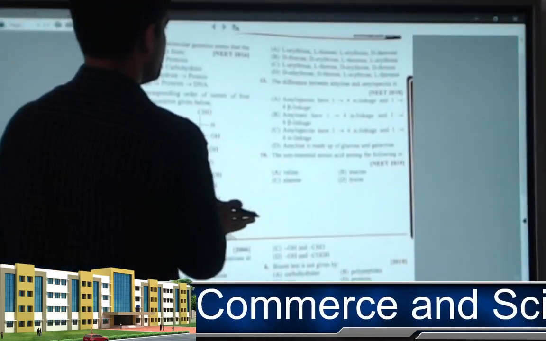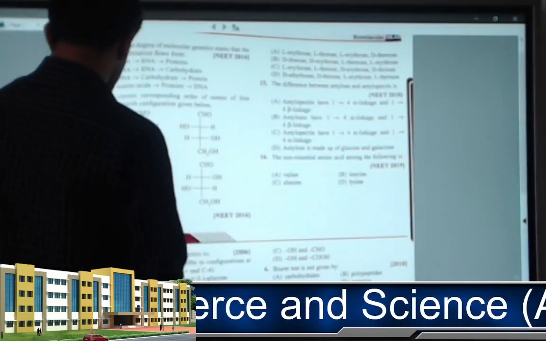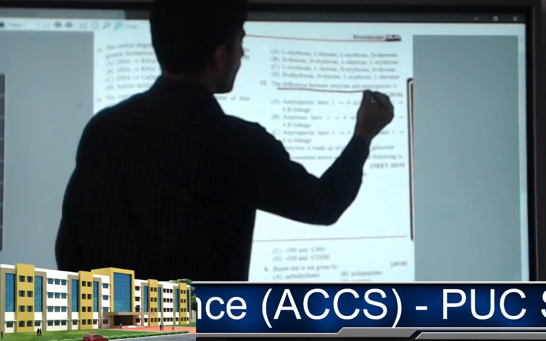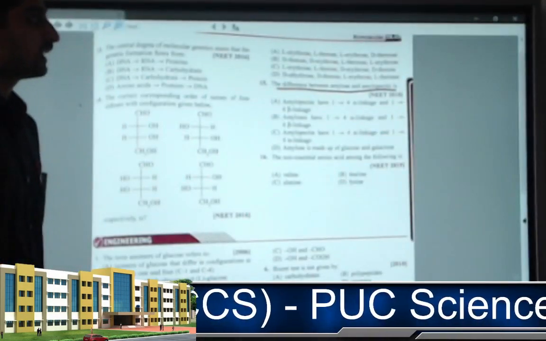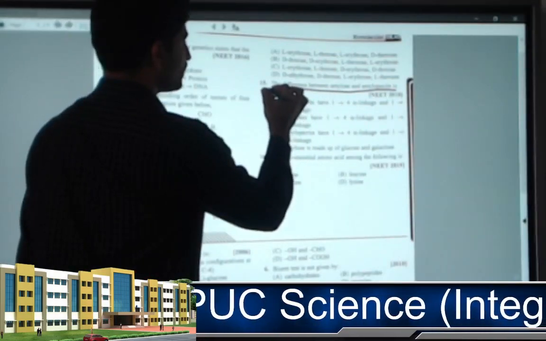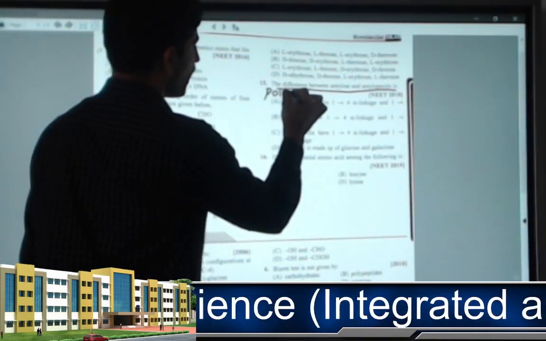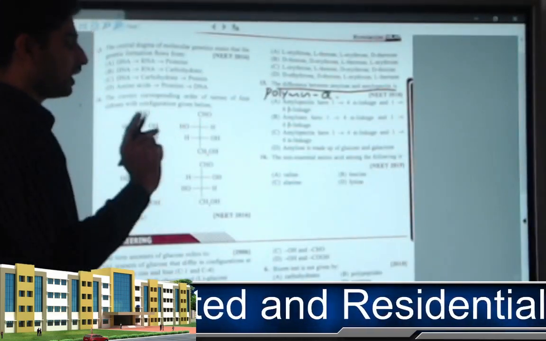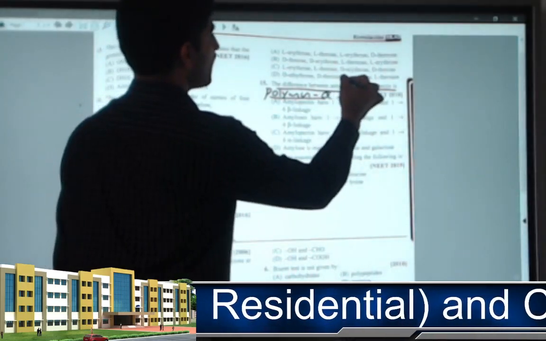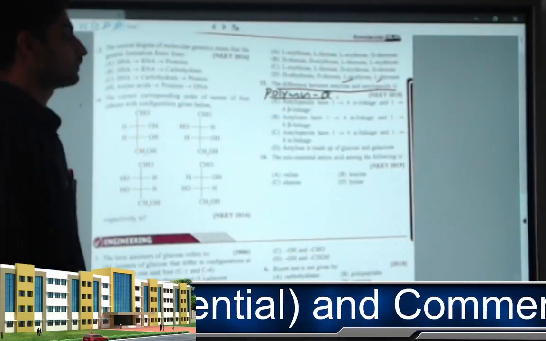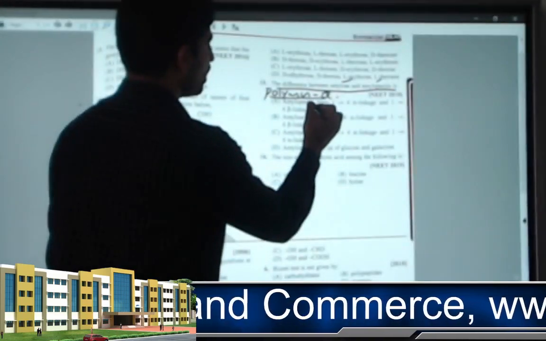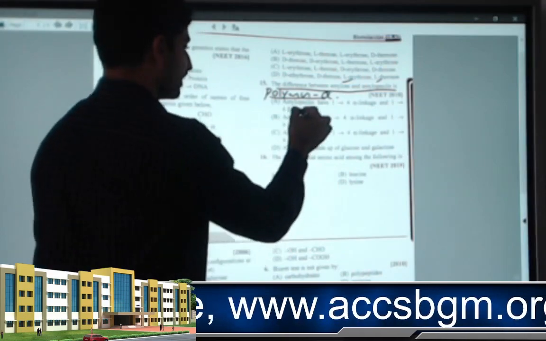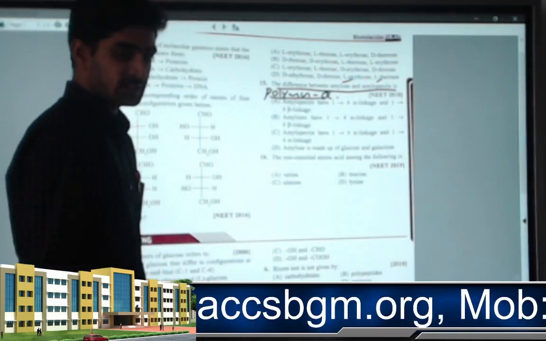So the next question is the difference between amylose and amylopectin. One thing we need to remember here is that amylose and amylopectin are polymers which have only alpha linkage. So in option A, amylopectin has 1,4 alpha linkage and 1,6 beta linkage. So beta linkage won't be available here. So option A is wrong.